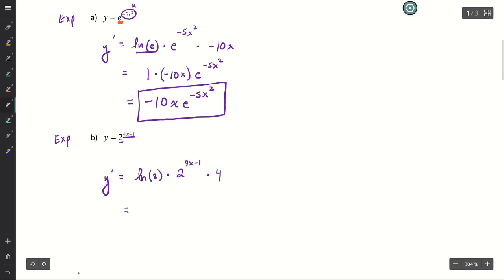Do be careful, don't multiply this 4 by the 2 in the base. That base has exponents applied to it, so you could not multiply those two bases together right now. So the 4 I'm going to slide to the front, and then I'm going to write natural log of 2, and then multiplied by 2 to the 4x minus 1. And on that one, that would be your final answer. That's as reduced a form as you can get that answer.